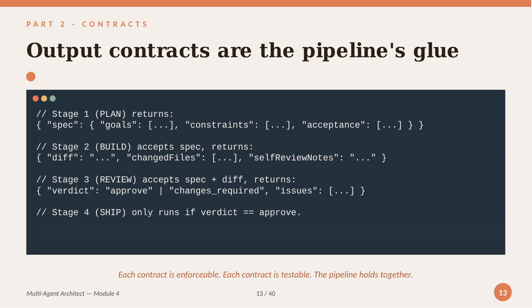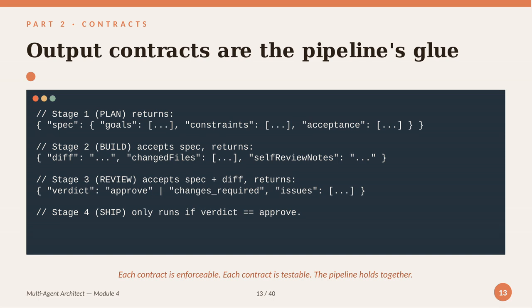Each stage produces a structured return that the next stage parses. Plan returns a spec: goals, constraints, acceptance criteria. Build accepts the spec and returns a diff, a list of changed files, and self-review notes. Review accepts the spec and the diff and returns a verdict, approve or changes required, plus an issues list. Ship runs only if the verdict is approved.